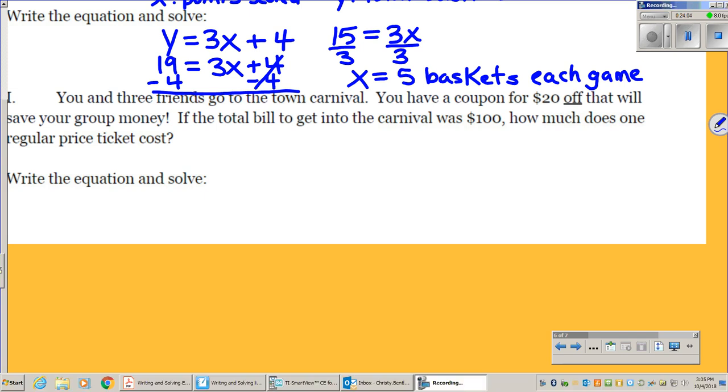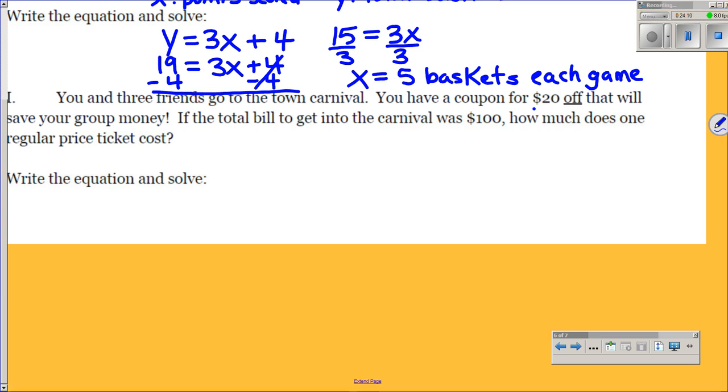Okay, so make sure you notice that it says $20 off. Notice we underlined that. So we are not going to add the $20. We're actually going to have to subtract the $20 because this is a discount. If you look at the final question, it says, how much does one regular price ticket cost? So they're wanting the cost of a ticket before the discount.